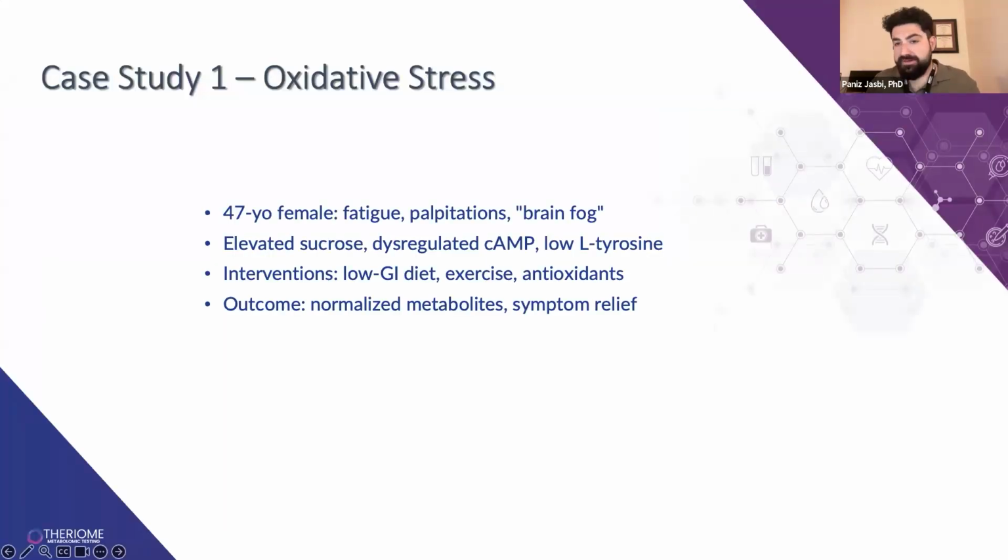A 47-year-old accountant with fatigue, palpitations, and brain fog. Our Aristotle flagged elevated sucrose, erratic cyclic AMP, cAMP, and low tyrosine. Dietary sugar spikes, we postulated, were feeding ROS and disrupting cAMP signaling. And after 3 months on a low GI diet, moderate exercise, and antioxidant support, her metabolites normalized and symptoms lifted. This illustrates how biochemical insight will drive the targeted lifestyle therapy we recommend.